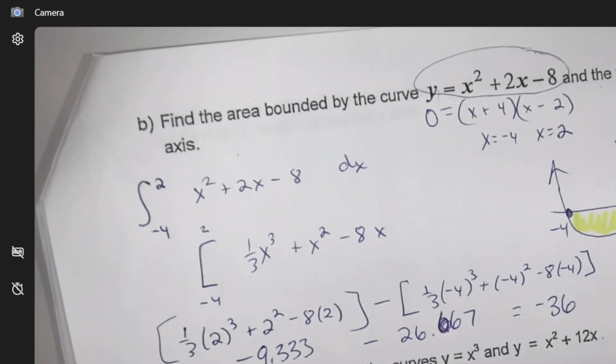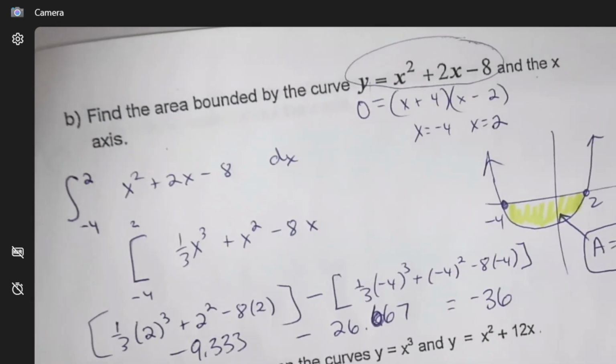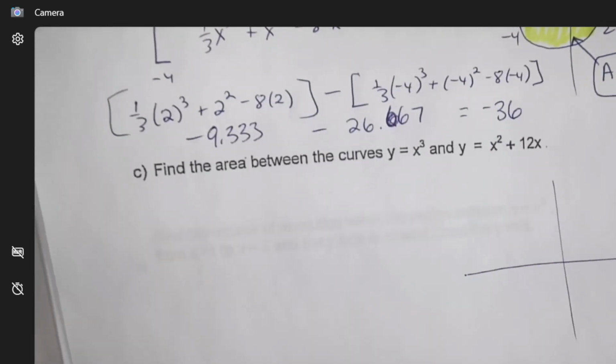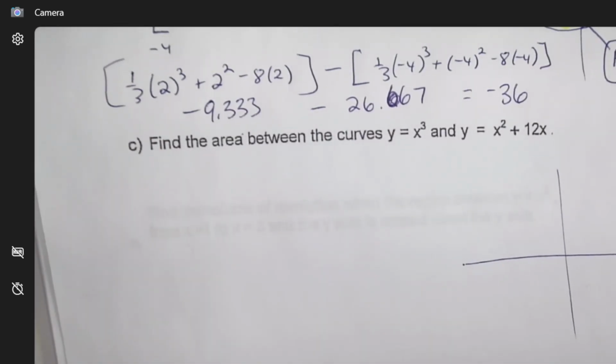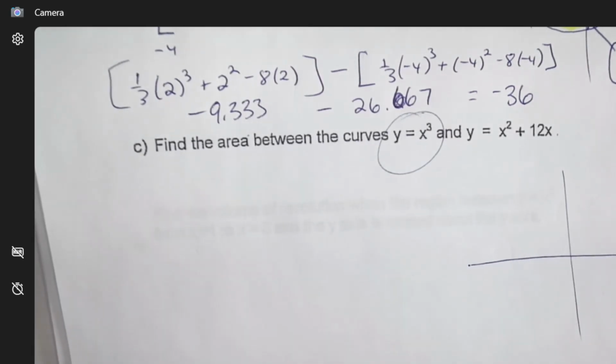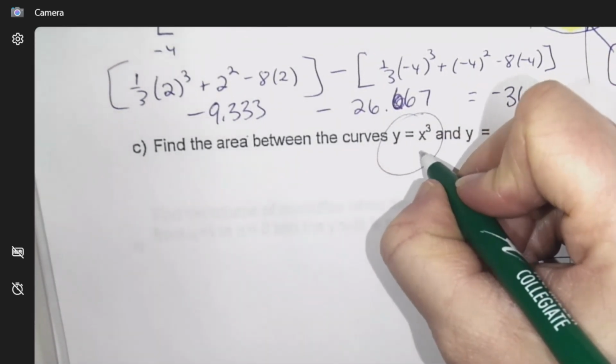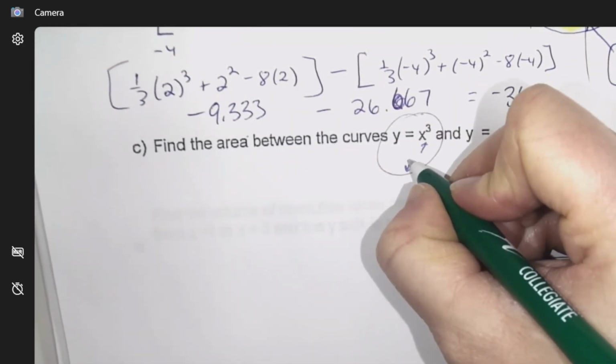Okay, last one. So now we're going to go between two curves. So graphing it. Tell me what you know about x cubed. Just the basic x cubed. What do you do? The arrows are going to be opposite.